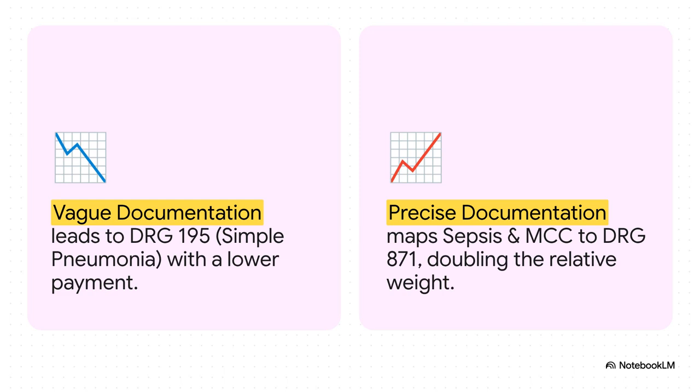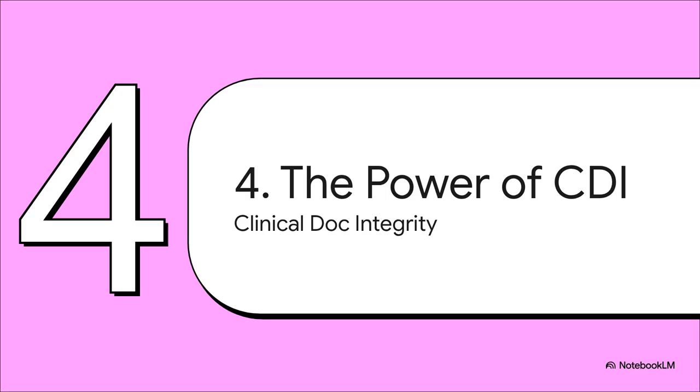Check out the stark financial contrast here between vague and precise documentation. Let's say a doctor broadly jots down shortness of breath and pneumonia for a diabetic patient. That might map to DRG 195, which is just a base payment. But if that chart is precisely documented to reflect the true clinical picture, meaning the patient actually had sepsis and their diabetes triggered diabetic ketoacidosis, which is an MCC, the DRG shifts completely to 871. The relative weight and therefore the payment literally more than doubles, all because the documentation finally matched the intense reality of the care provided. Which leads us perfectly into Section 4, the power of clinical documentation integrity, or CDI.